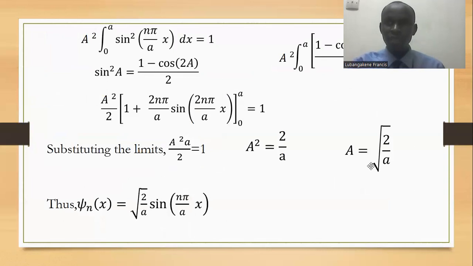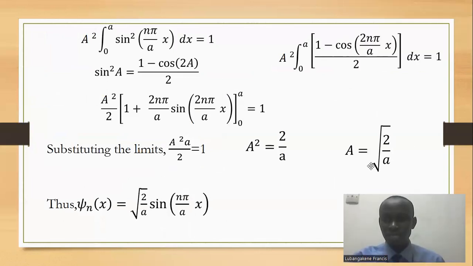Now, when we are normalizing this function, we have a result of A squared integrating this squared sine equal to 1, of which we use a double angle substitution of sine squared. This is an identity: sine squared a equals 1 minus cos 2a divided by 2. Therefore, when we substitute there, it is A squared times an integral from 0 to a, which of course gives us 1. That is by the principle of normalization.